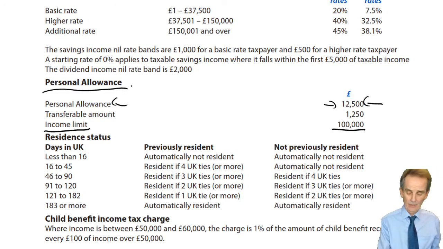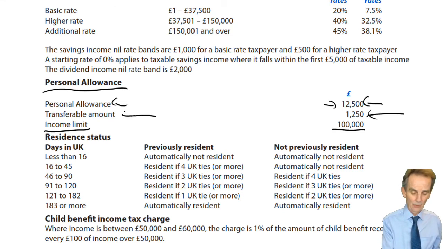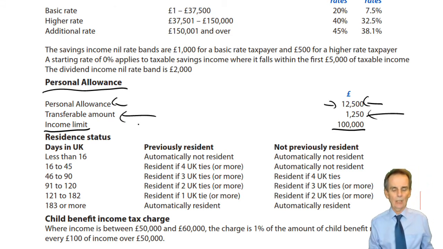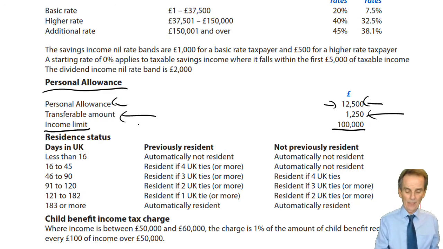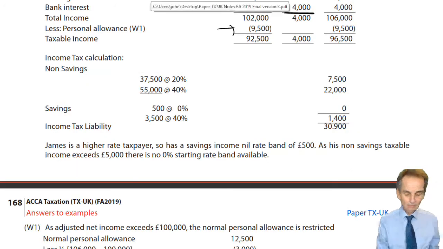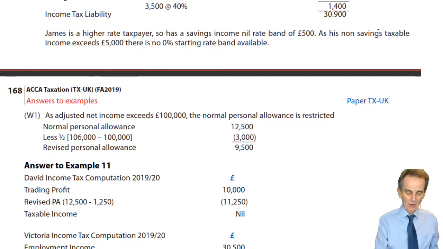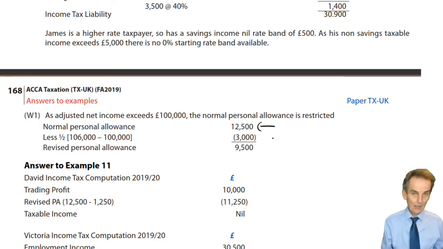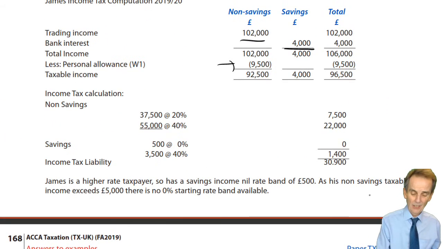There's one other figure in there, something called a transferable amount. Well, that's where we go next after we have finished this particular example. So, going back to our calculations here for the revised personal allowance. We've got the normal personal allowance, 12,500, less half of the adjusted net income, 106, compared to the income limit. Half of 6 is 3, take it away, we get £9,500. Deducted as ever from non-savings income as well as total.